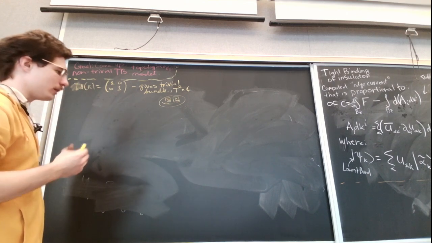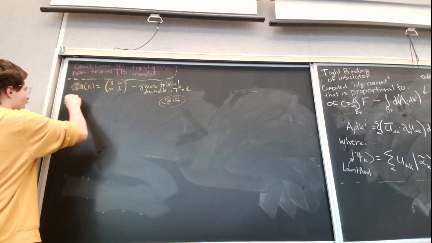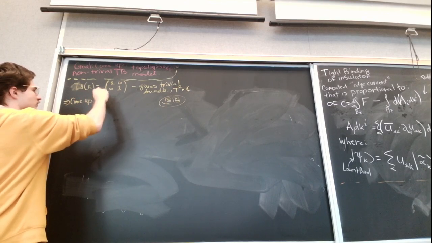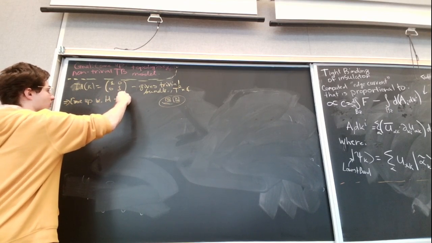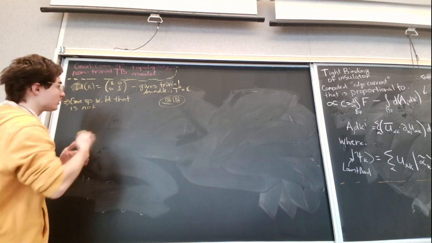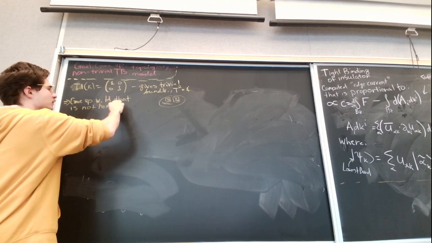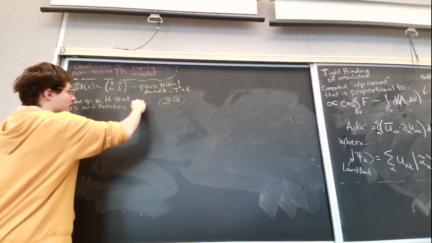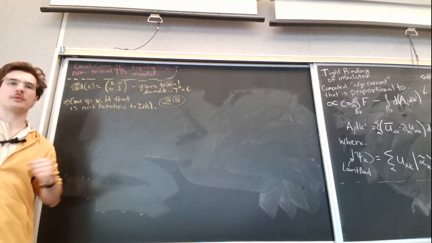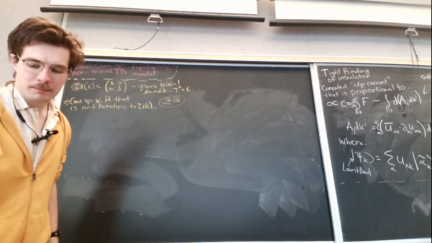So then I want to come up with a condition. I want to come up with a Hamiltonian that is not homotopic to this one. Right? I want to come up with a Hamiltonian that's not homotopic to the identity. Okay, that's the goal. And so let's see how one can do this.